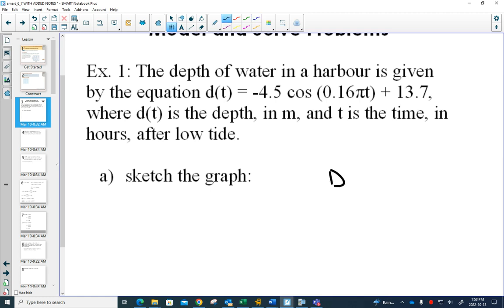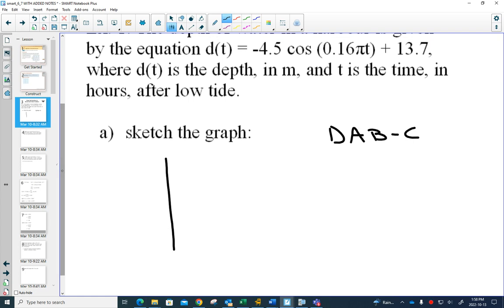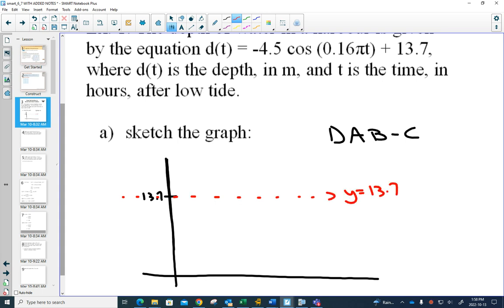Could you graph this using DAB-C? What's your d value? Okay, and when I'm thinking about this graph, I'm drawing my axes down here. Can you see that my d value, 13.7, I'm going to label 13.7 right there, dotted line. That's my center line. Then, d value, done. Amplitude. The amplitude would be positive 4.5.